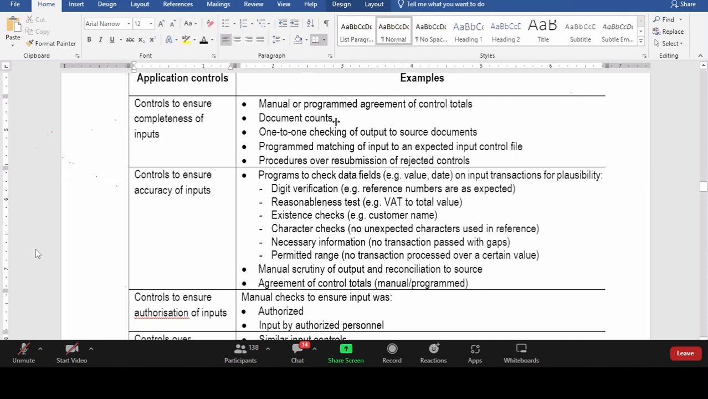Document counts. If the system prints invoices, the documents are counted so that if there are five transactions, there should be 5 invoices. We shall be looking at this later. A one-to-one check. If there are 5 delivery notes, there should be 5 sales invoices, one-to-one. The program checks.